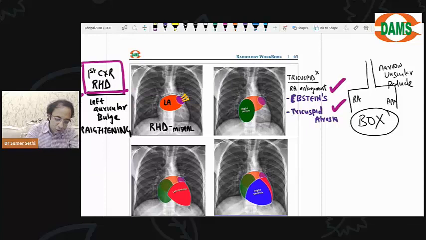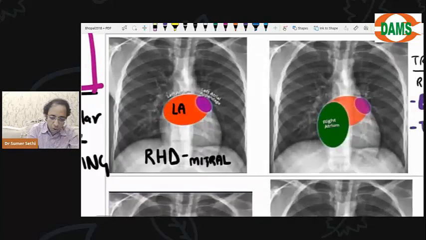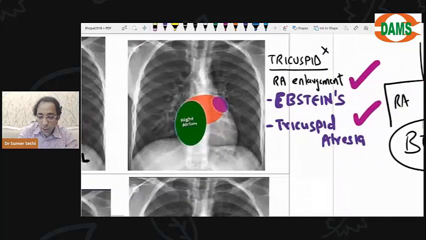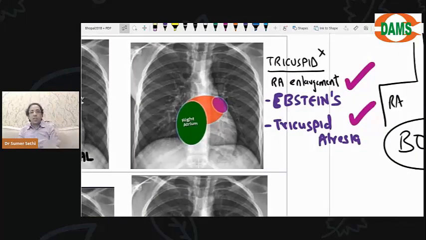Let's understand. The only moral of the story that we have drawn so far is, in rheumatic heart disease, the characteristic valve that is involved is the mitral valve, and that is why we had the auricular bulge. While in Epstein's and tricuspid atresia, the valve that is involved is the tricuspid valve, and that is why you have RA enlargement, and that leads to the box-shaped heart.